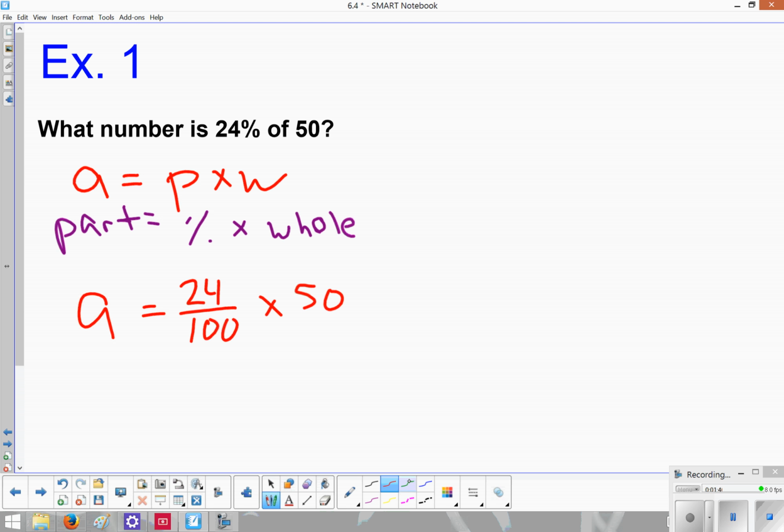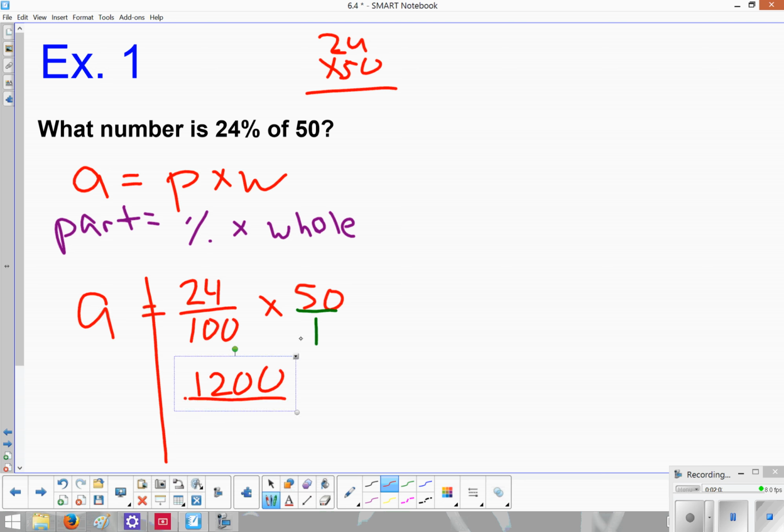So now we're going to solve this by doing our train tracks. Notice that 50 doesn't have a fraction, so I'm going to put a 1 underneath. Now let's go ahead and solve. So 24 times 50, if you don't know, you can do it on the side. 24 times 50 happens to be 1,200. So make sure you show your work here for that. And that's going to be over 100 times 1, which is 100. So A equals 1,200 over 100.